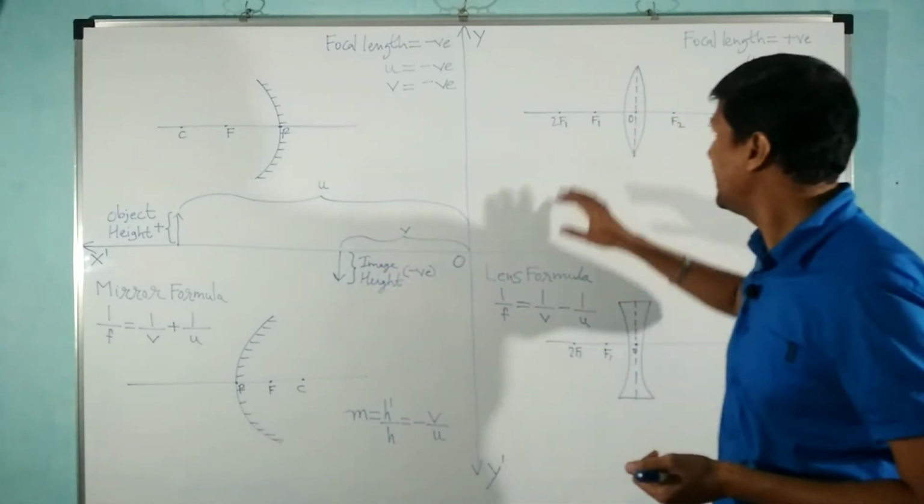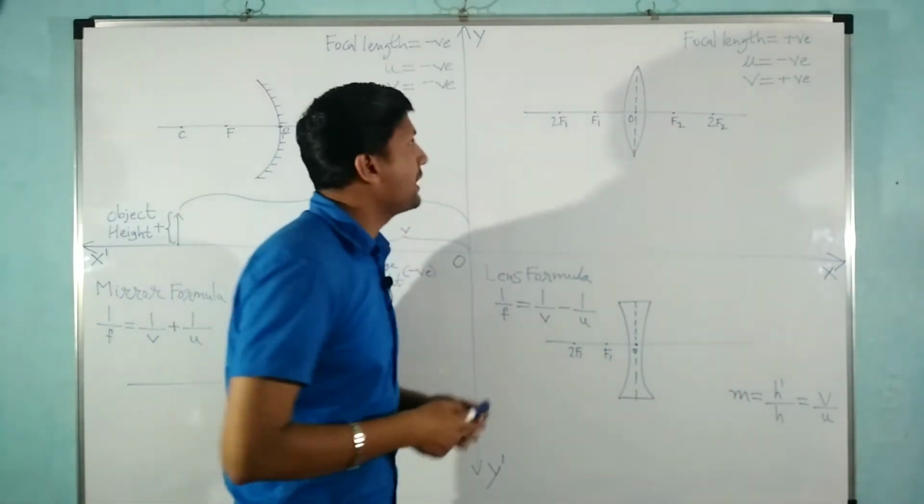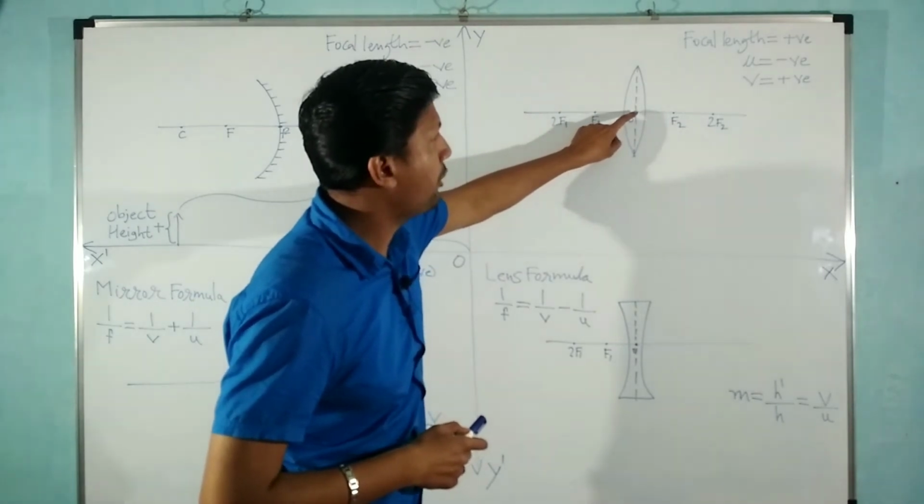Now similarly, you can see in the case of lenses also. What you can see in the case of lenses is, if I take the optical center, this is called O, that is the optical center of the lens.